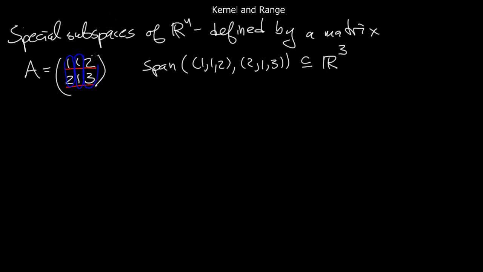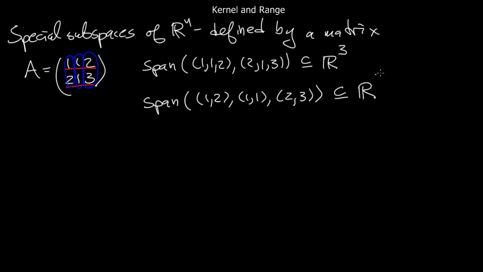Here, on the other hand, if I take the columns, that's another natural thing to do. I can take the span of the columns. So now I have 3 columns, each of which is a vector with 2 coordinates. So this is giving me a subspace of R2. And I'm not going to worry too much at the moment about what subspace it is. I'm just saying that it's some subspace of R2. What else can you do that's a natural subspace defined by a matrix?